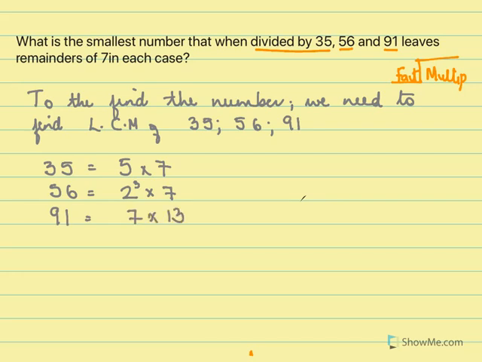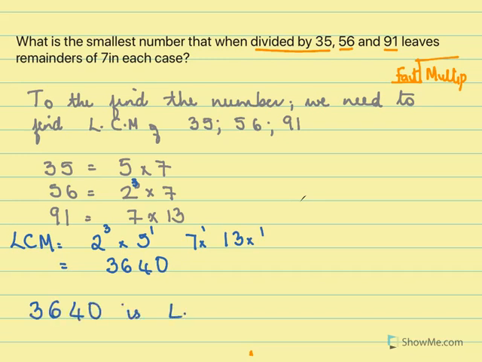Now when we find the LCM, we write all the factors. The factors are 2, 5, 7 and 13, and their highest power. The highest power of 2 is, we see, 3. The highest power of 5 is 1, of 7 is 1, and of 13 is 1. So when you multiply, you get 3640.